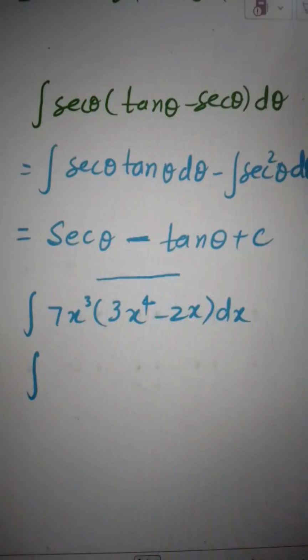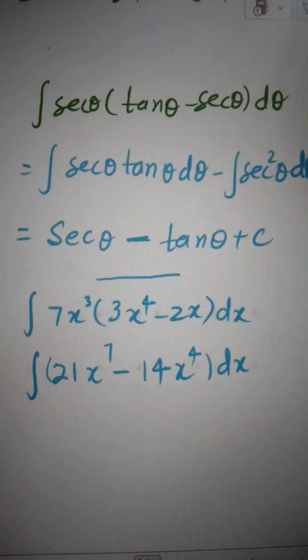So here is this question now. We will apply the distributive property here. 7 multiplied by 3 is 21. X power 3 and x power 4 will get combined to make x power 7. Minus 7 times 2 is 14, and x cube and x will make x power 4.